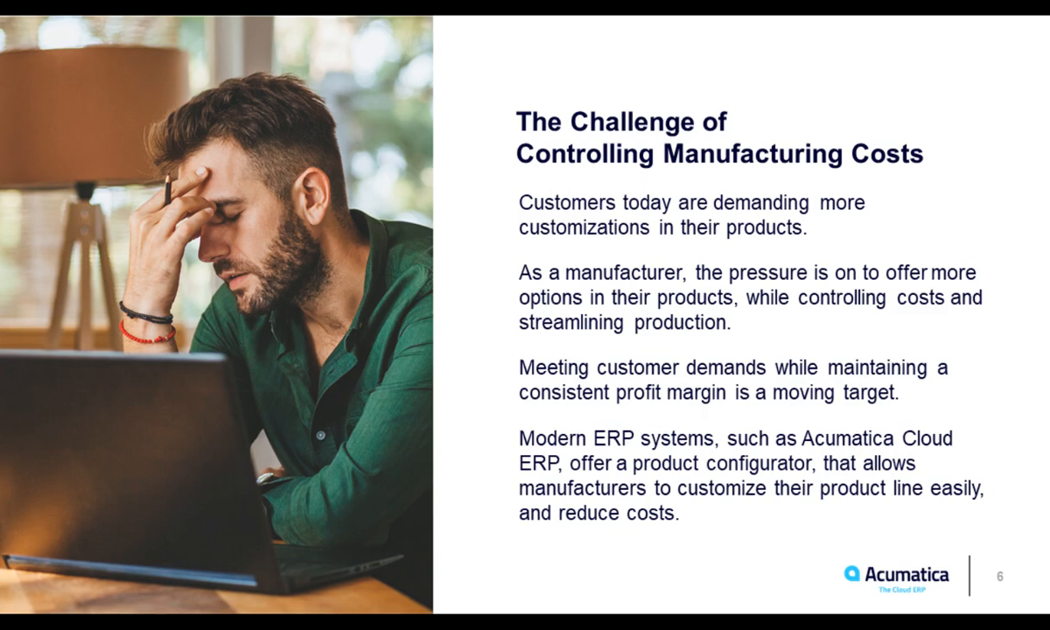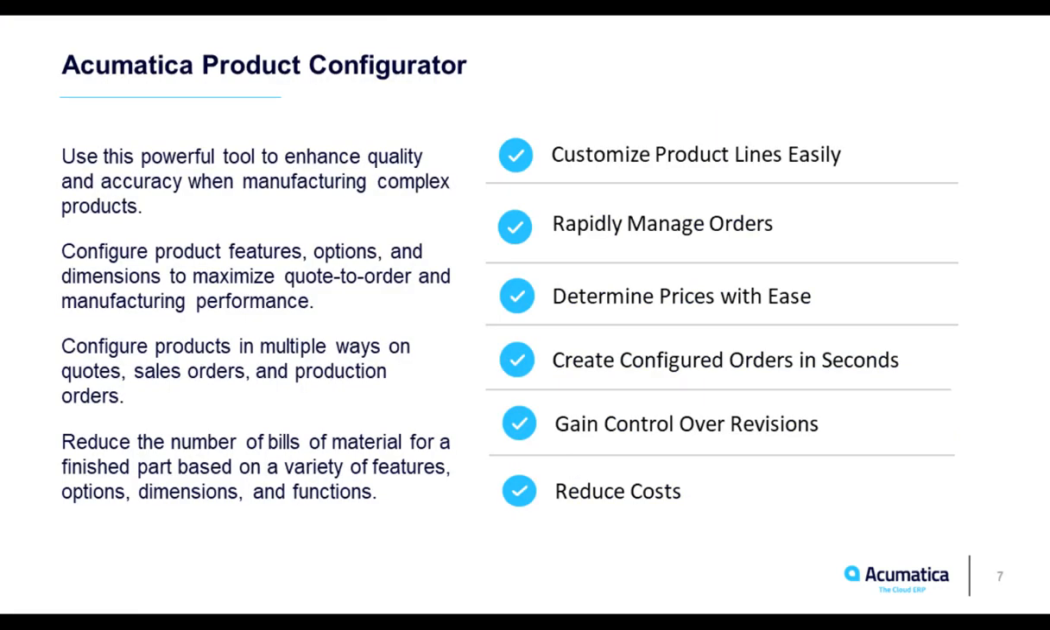So one of the things with modern ERP systems, such as what you're going to see today with the Acumatica Manufacturing solution, is that we offer a product configurator. It allows manufacturers to do these configurations to their product very easily, thus reducing their cost. So let's talk a little bit about the product configurator itself.